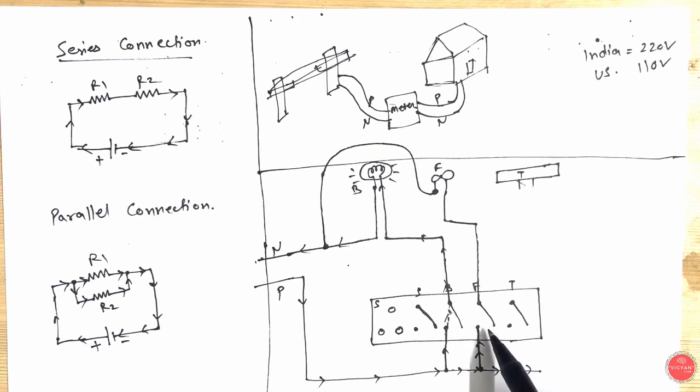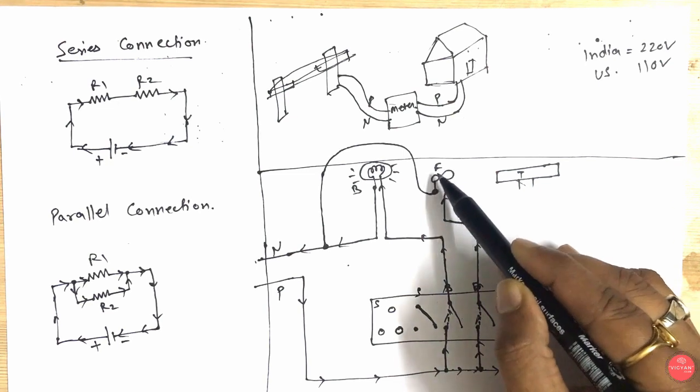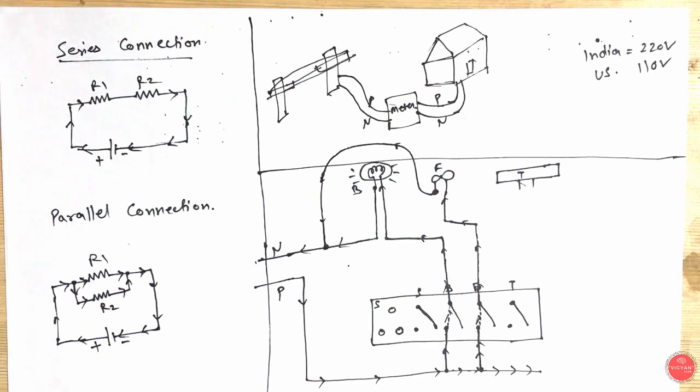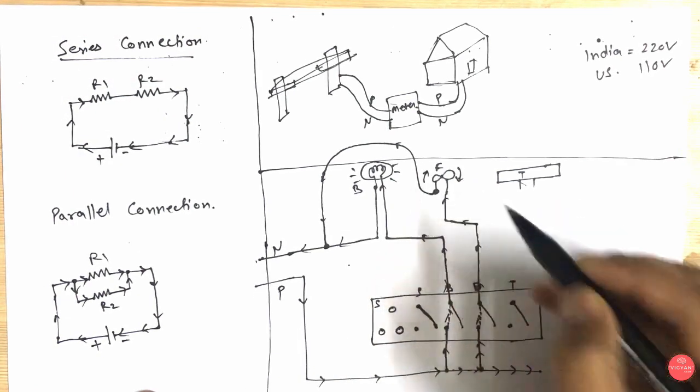The current sees that the switch is off, so it stops flowing from this direction. Once anybody switches on this key, the connection is made, the current starts flowing through this direction, and going through the winding of the fan, it flows back towards the neutral, and the circuit is complete. Again, the fan will switch on and it will start rotating.